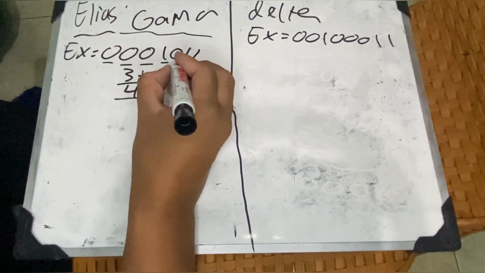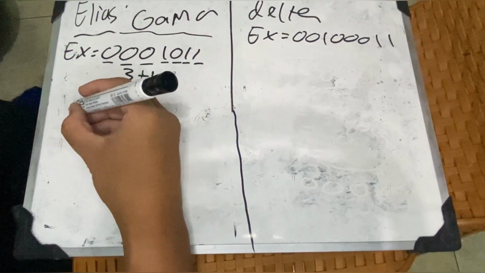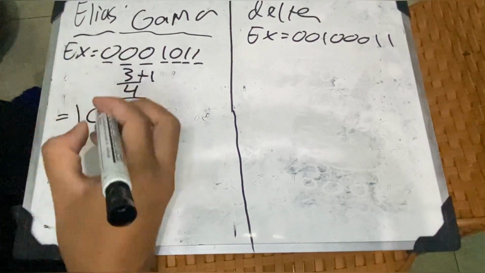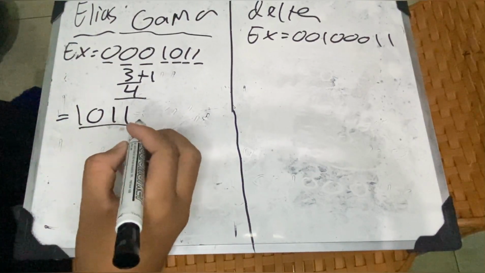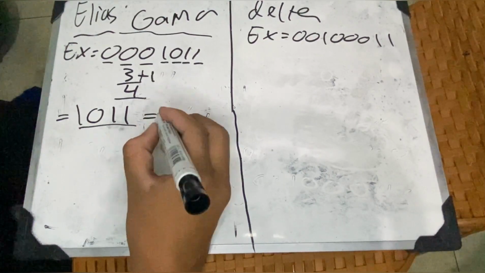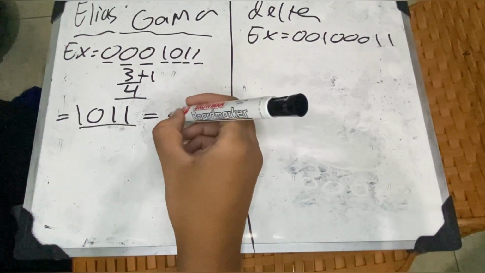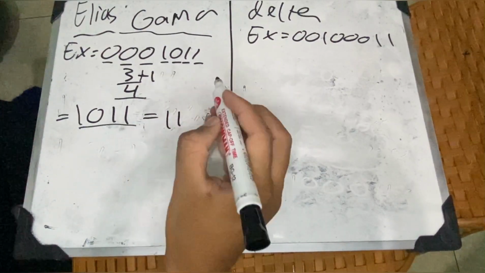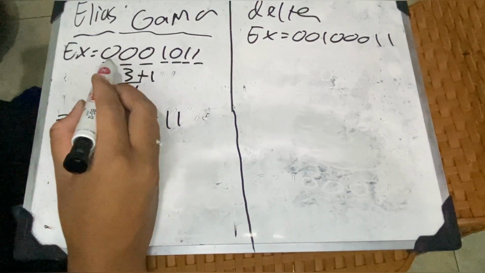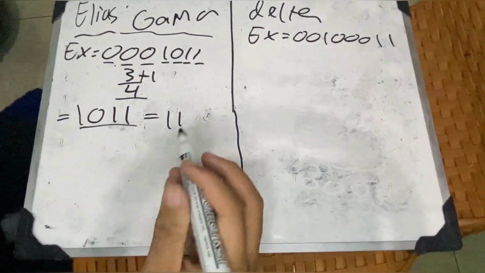So there are 4 bits, 1 2 3 and 4. So this is 1 0 1 1. This binary code we just need to convert to the decimal value, and the decimal value of this binary code is equal to 11. So for this example of the alias gamma, the decoded data is equal to 11. So that is for the alias gamma.